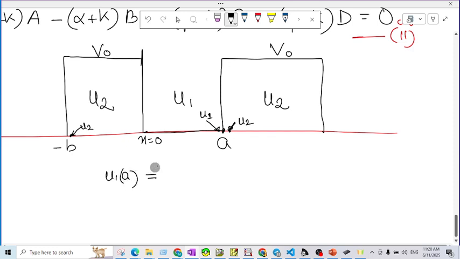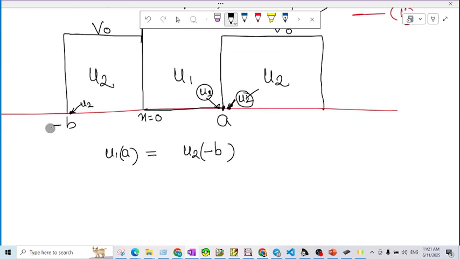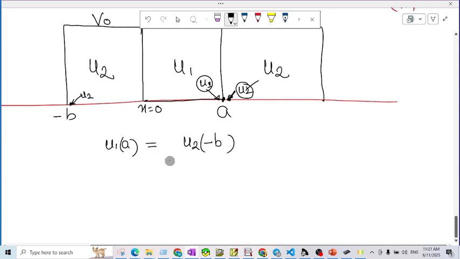Let's say u1(a) is simply equal to the value of this point, and this point is actually equal to the value of this point, that means at minus b. So let me tell you again: as u is continuous, at this point the value of u1 is equal to the value of u2. But as the potential is periodically arranged, u2 is also periodically arranged. That means at this point the value of u2 is equal to this point, right? So u1(a) is equal to u2(minus b).